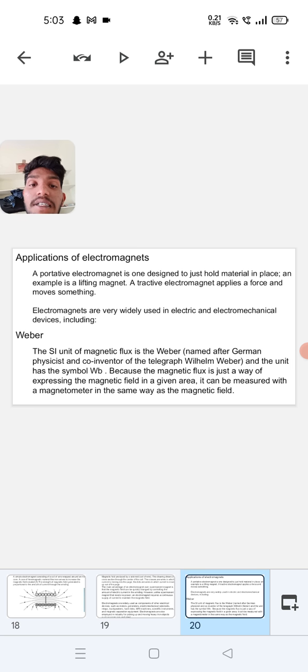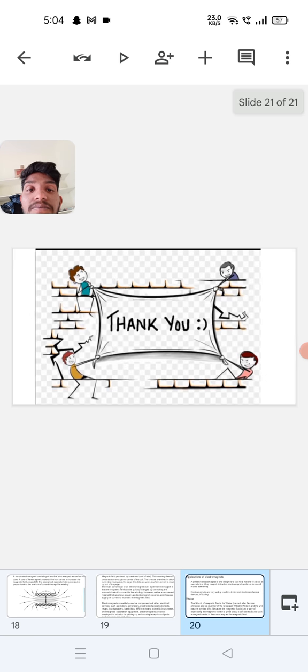The SI unit of magnetic flux is the Weber, named after German physicist and co-inventor of the telegraph, Wilhelm Weber, and the unit has the symbol Wb. Magnetic flux is just a way of expressing the magnetic field in a given area. It can be measured with a magnetometer in the same way as the magnetic field.